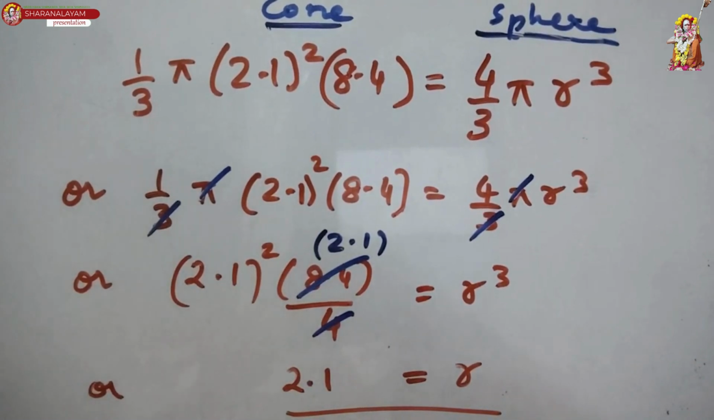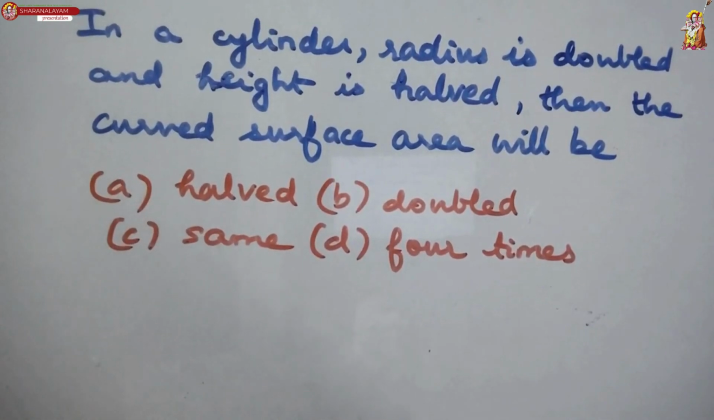This way it's always better to keep the calculations for the last step, so that cancellation of the common values will be easier. Next question. In a cylinder, the radius is doubled and the height is halved. Then the curved surface area will be halved or doubled or same or 4 times. So how will we do this?